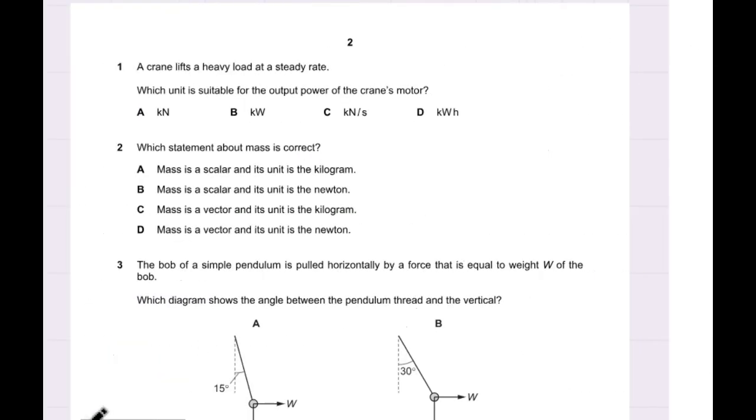So let's get started. Question 1. A crane lifts a heavy load at a steady rate. Which unit is suitable for the output power of the crane's motor? Since we are finding the power, we know that the unit of power is watt, which is symbolized by W. So option B, kilowatt, is correct.